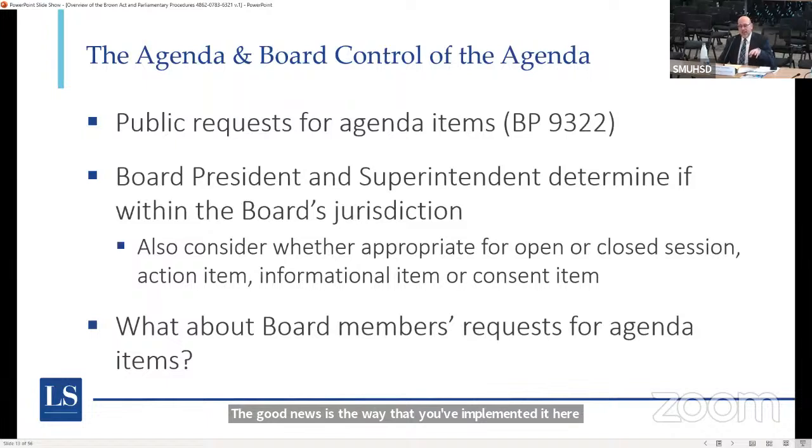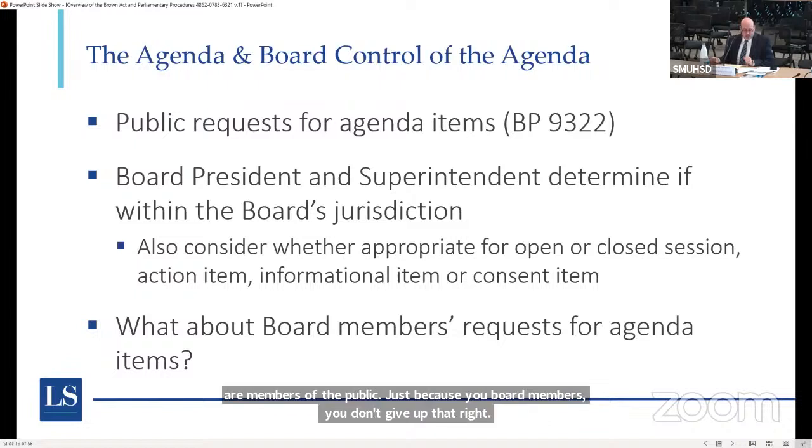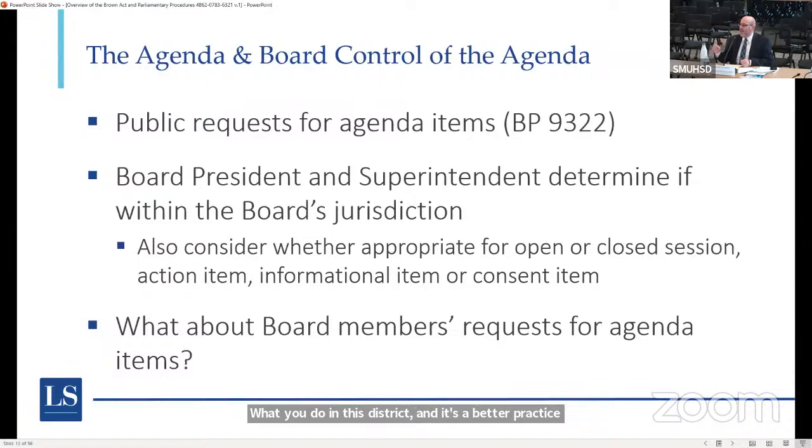What I mean by that: there are school districts that have board policies that say if a board member asks to add an item to the agenda, the board can vote on that and vote down adding it to the agenda, which can't be right because the education code says any member of the public can add an item to the agenda. You are members of the public. Just because you're board members, you don't give up that right. What you do in this district, and it's a better practice, is if the superintendent and the board president deny adding something to the agenda, a board member can add that item to the agenda for the whole board to decide if it's going to get added to the agenda.